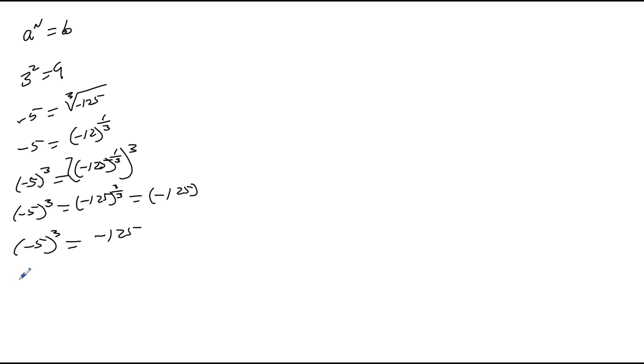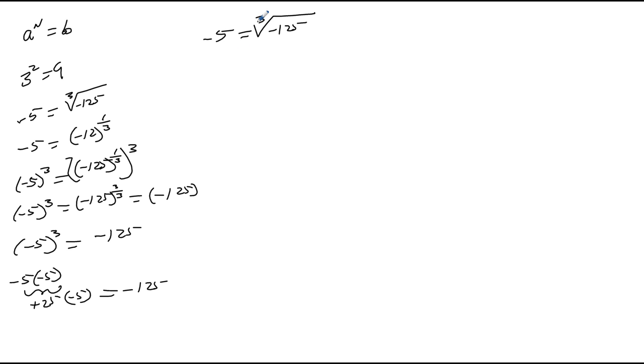And why is that so? Because minus 5 times minus 5 is equal to plus 25, and plus 25 times another minus 5, that's 3 of them, is equal to minus 125. So therefore, minus 5 is equal to the cube root of minus 125.